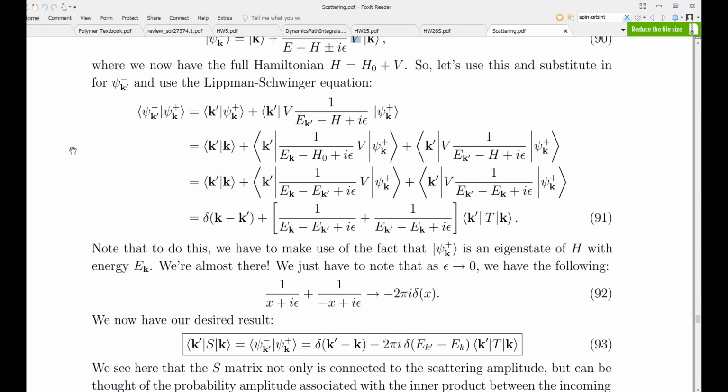So I'm still kind of confused in the second line there. From the first line to the second line. Well, the rest of it was fine. So now I'm replacing this with the Lippmann-Schwinger equation, which is k prime, and then this stuff times the same thing again. That part of the derivation was fine.